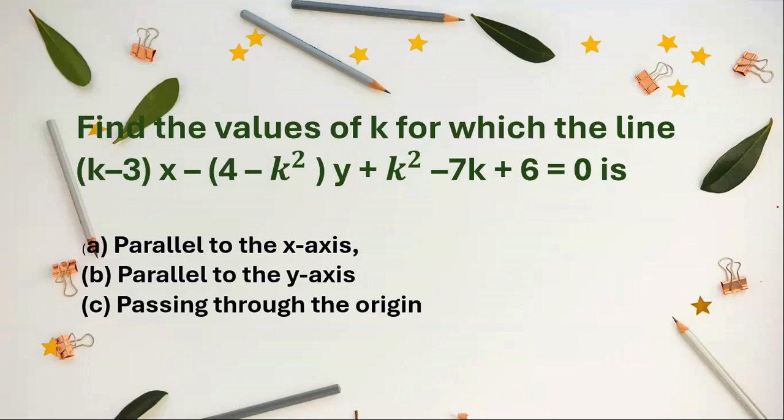Hello everyone. So the question is: find the values of k for which the line is parallel to the y-axis, parallel to the x-axis, and passing through the origin.